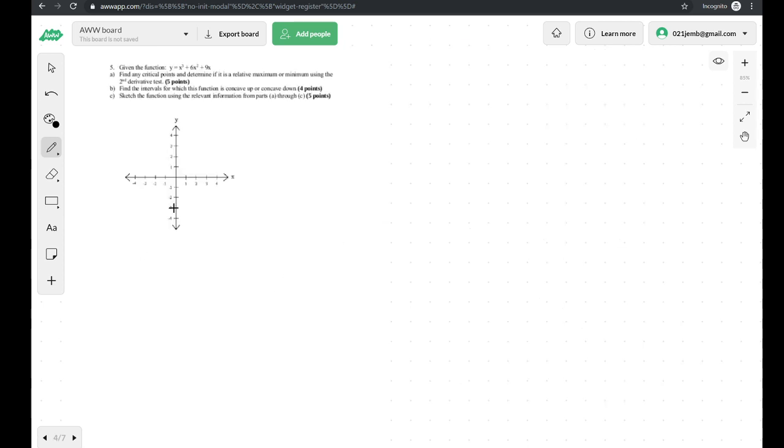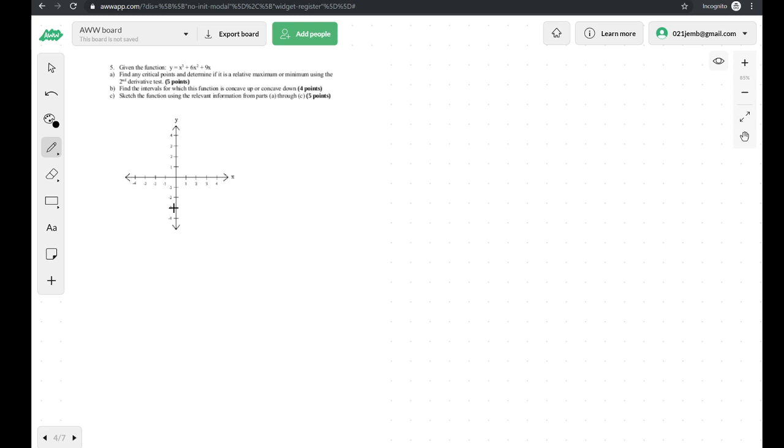All right, so for this one, given the function y equals x cubed plus 6x squared plus 9x, find any critical points and determine if it is a relative maximum or minimum using the second derivative test. Find the intervals for which this function is concave up or concave down. Sketch the function using the relevant information from parts A through C.